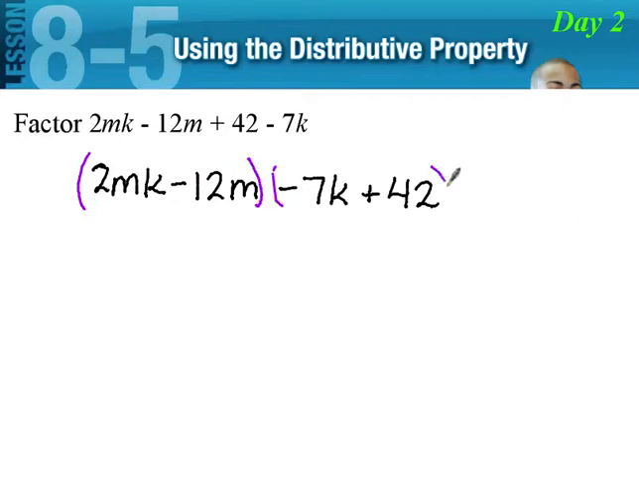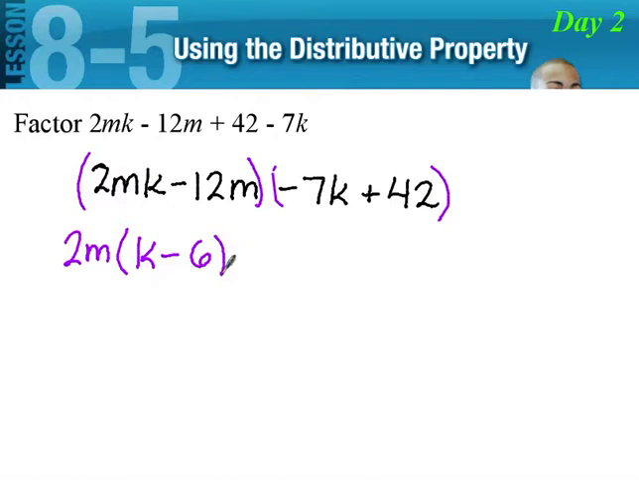So from this first bunch, what am I going to take out? What's in common with a 2 and a 12? 2. What's in common with an mk and an m? M. So if I take a 2m from 2mk, minus, if I take a 2 from 12, what does that leave me with? 6. Anything else? No.